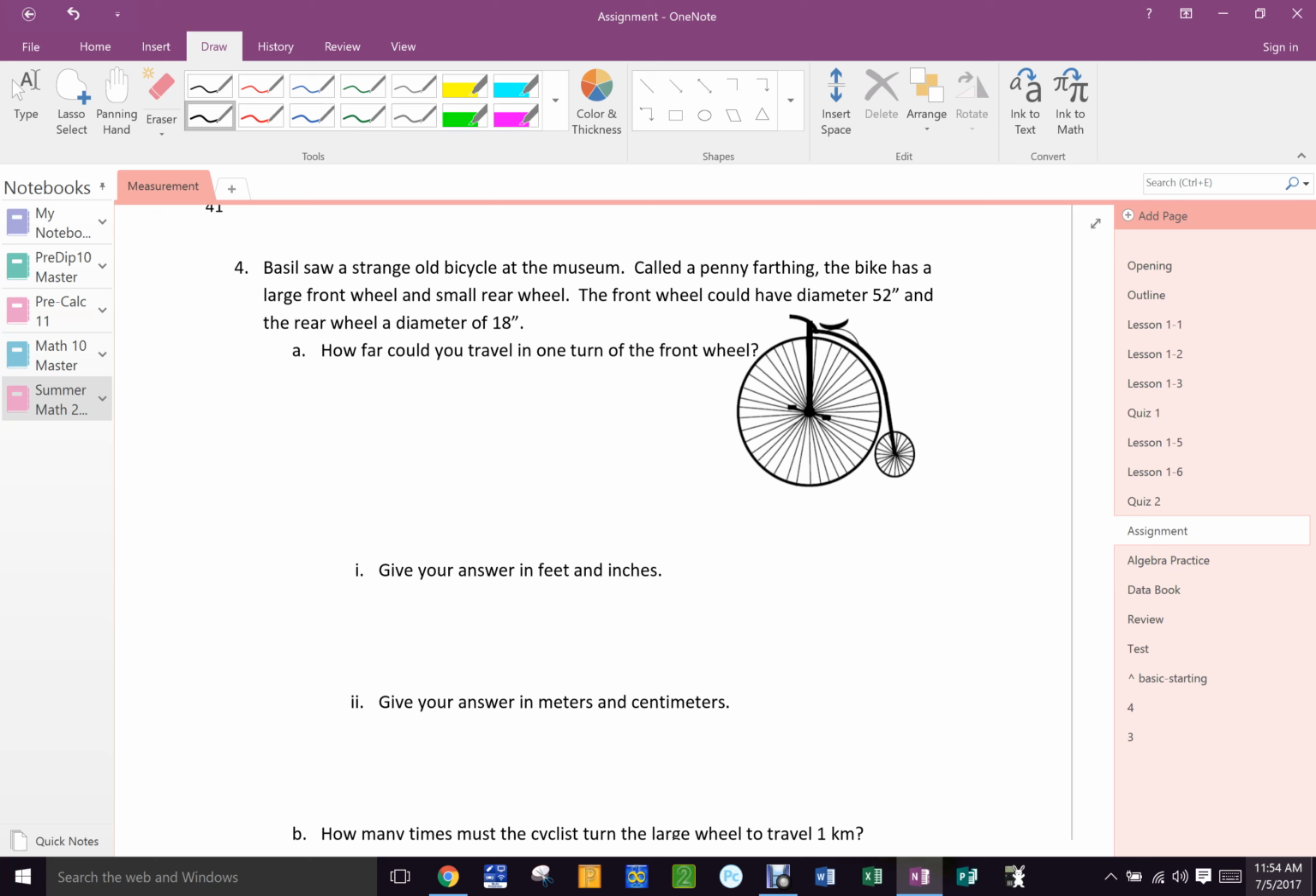Now I want that in meters and centimeters. So I would take this in inches, convert it to centimeters, and move the decimal 2 places. You with me? Yes, I'm with you. Okay. I just kept starting. I understand.